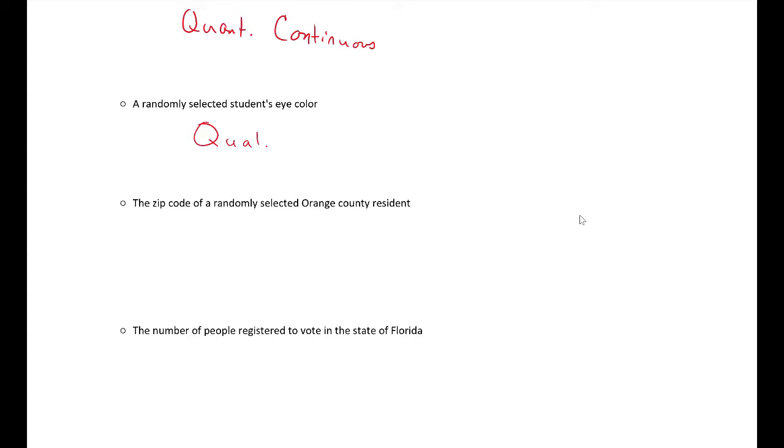And there's no rule that says if you add 2 zip codes together, you get back another zip code. So even though zip codes have numbers in them, zip codes are not a numerical data set. In fact, a zip code is a category of where you live with respect to your city. So therefore, zip codes are qualitative.